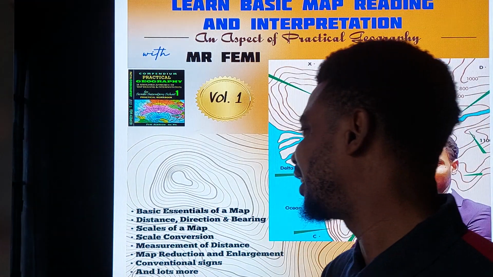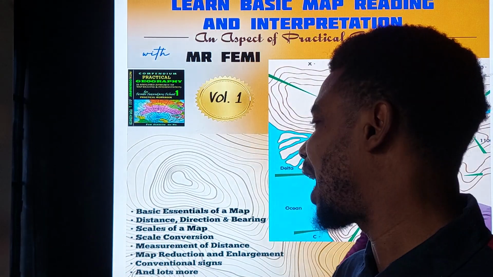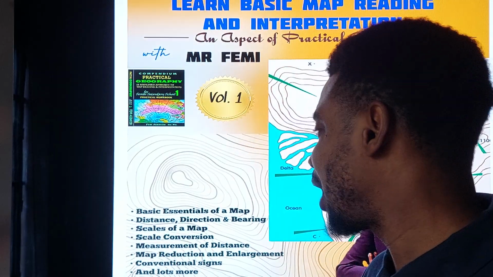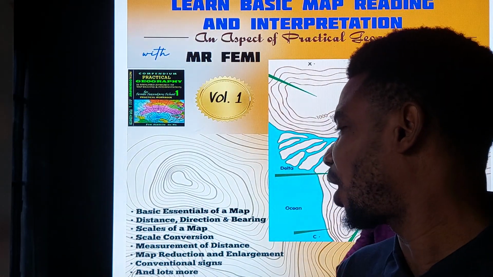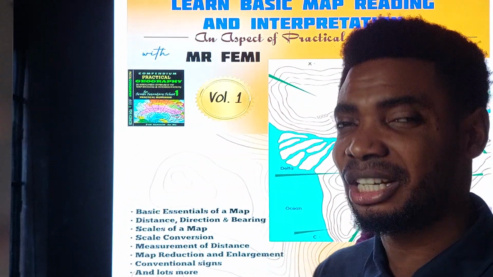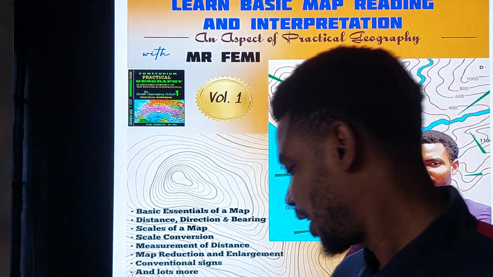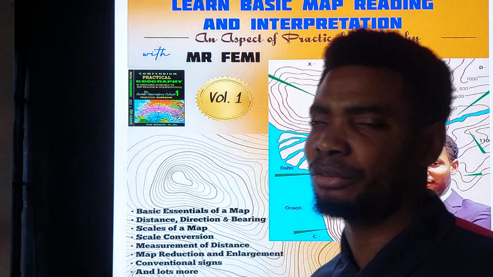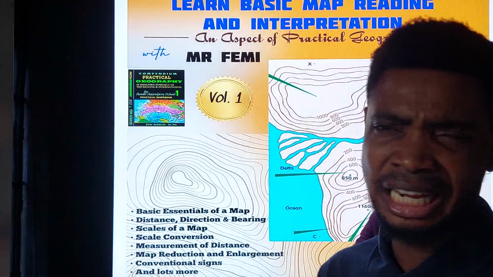We've been able to look at distance, direction, and bearing. We've been able to look at scales of a map, scale conversion, measurement of distance, and measurement of area of a map. So far, we've been able to look at all of those things. And today we want to look at map reduction and enlargement.